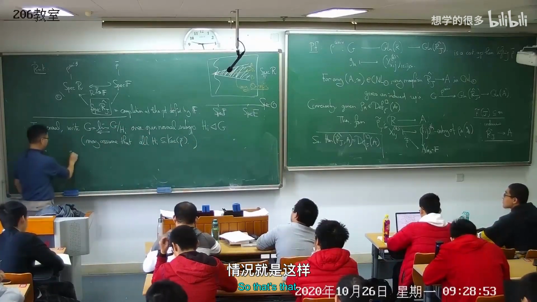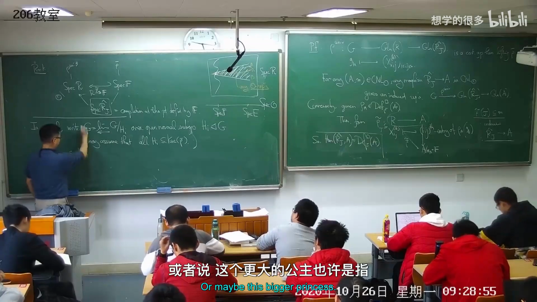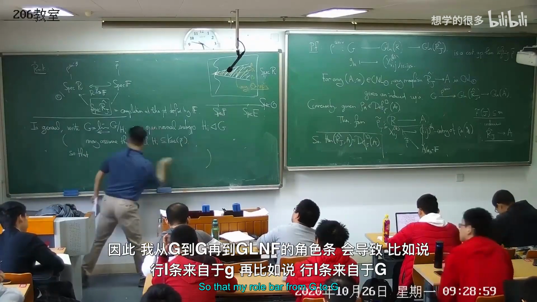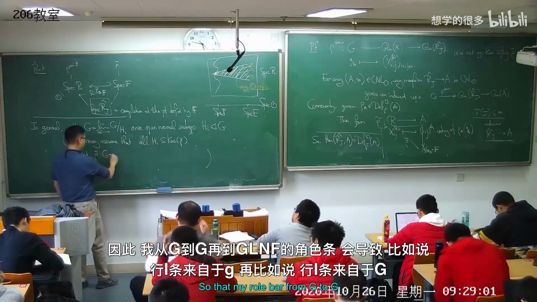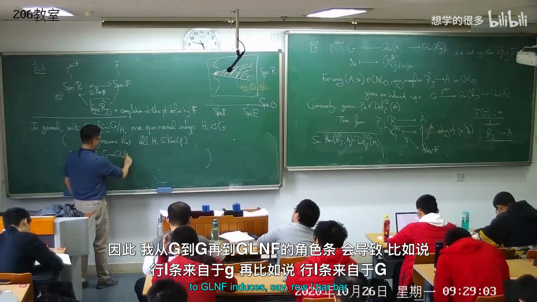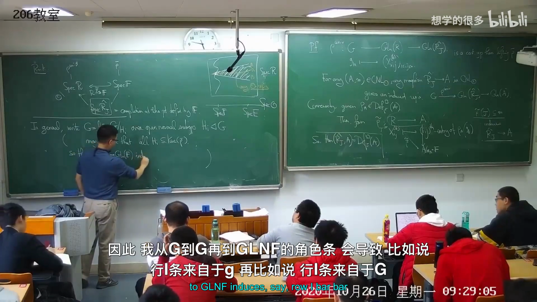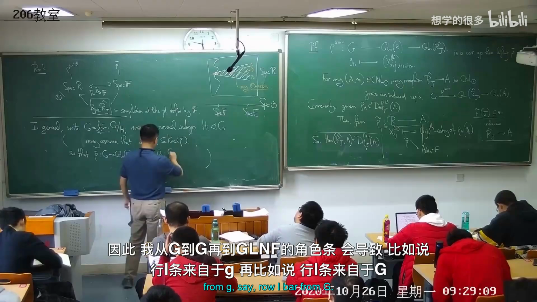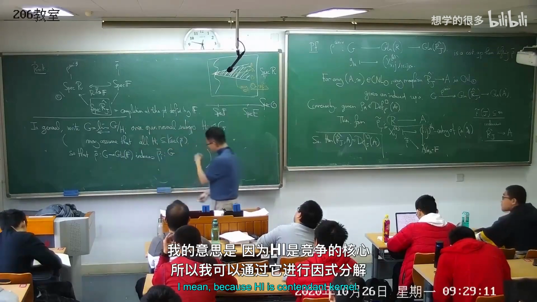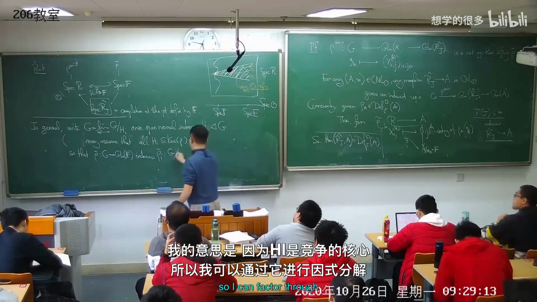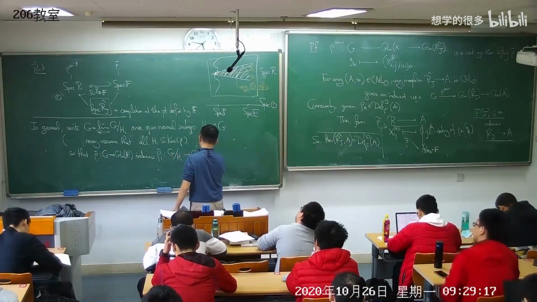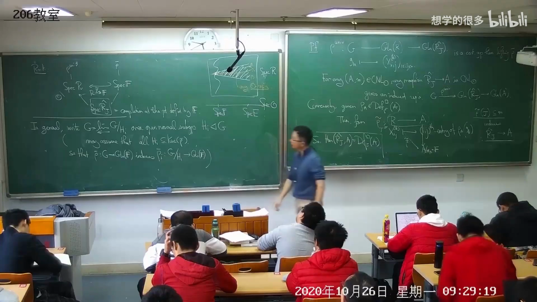So that, maybe it's bigger parenthesis, it hasn't done yet. So that my rho bar from G to GL_n(F) induces, say, rho_i bar from G mod H_i. Because H_i is contained in the kernel, so I can factor it out. Okay.